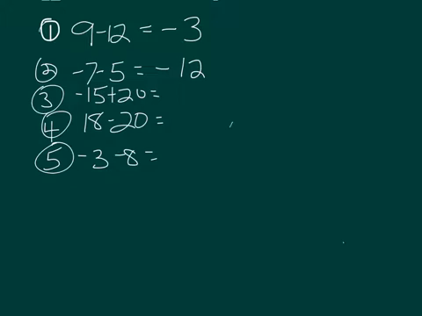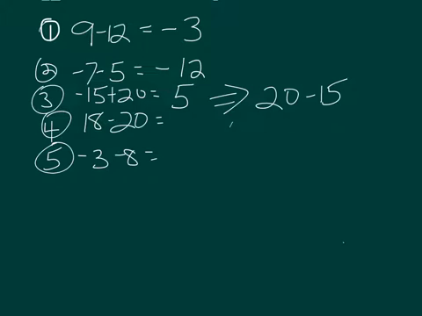Okay, negative 15 plus 20, different signs. Keep the sign of the bigger number. What's the bigger number? 20. So that's the positive one. So 20 minus 15 is 5. And you could certainly write negative 15 plus 20 as 20 minus 15. Same problem. Okay?